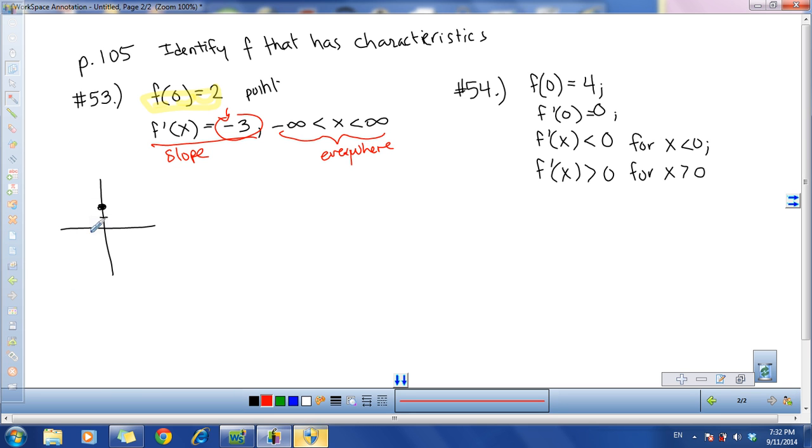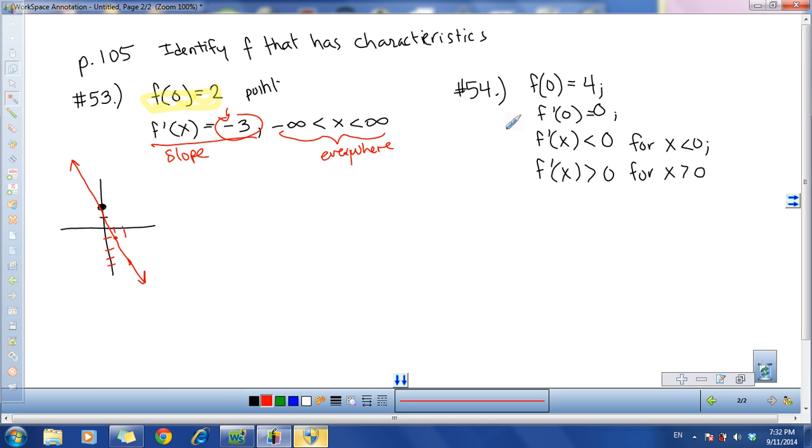So I need to go down 3 over 1. Down 3, over 1. So I have a function that looks like this. It crosses through (0, 2), and it has a slope of -3. That doesn't mean I'm graphing -3. That means I'm graphing the function that has a slope of -3.